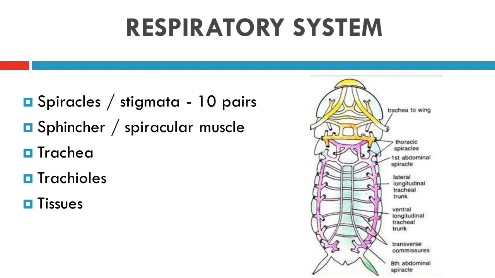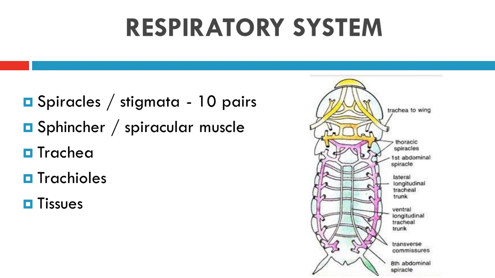Okay, then the next one is regarding the trachea. These spiracles are connected with a long tubule known as the trachea, which is given in this purple color. Then this trachea is connected with small tubules known as tracheoles. Then the next one is the tissues. And these are the regions of this respiratory system.